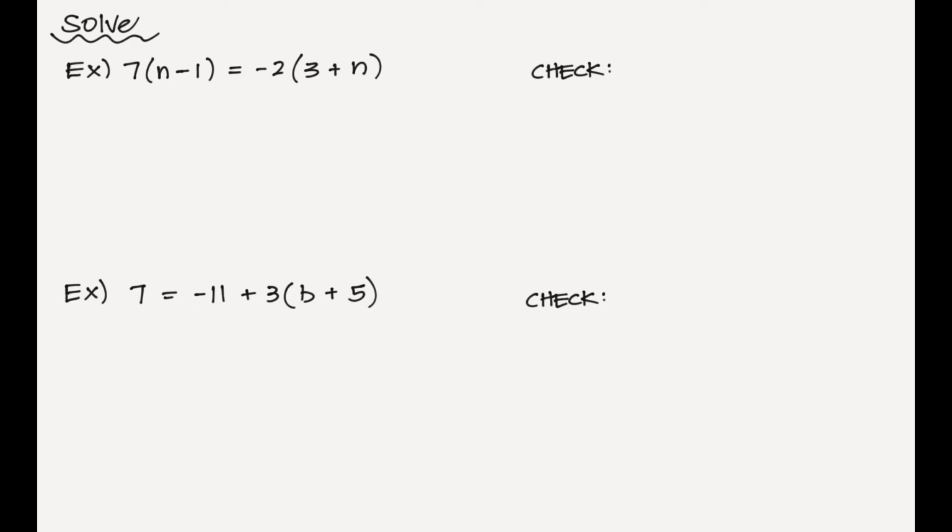Now our next two examples have parentheses in them, so let's use the distributive property. 7 times n is 7n, and 7 times negative 1 is negative 7. Negative 2 times 3 is negative 6, and negative 2 times n is negative 2n.